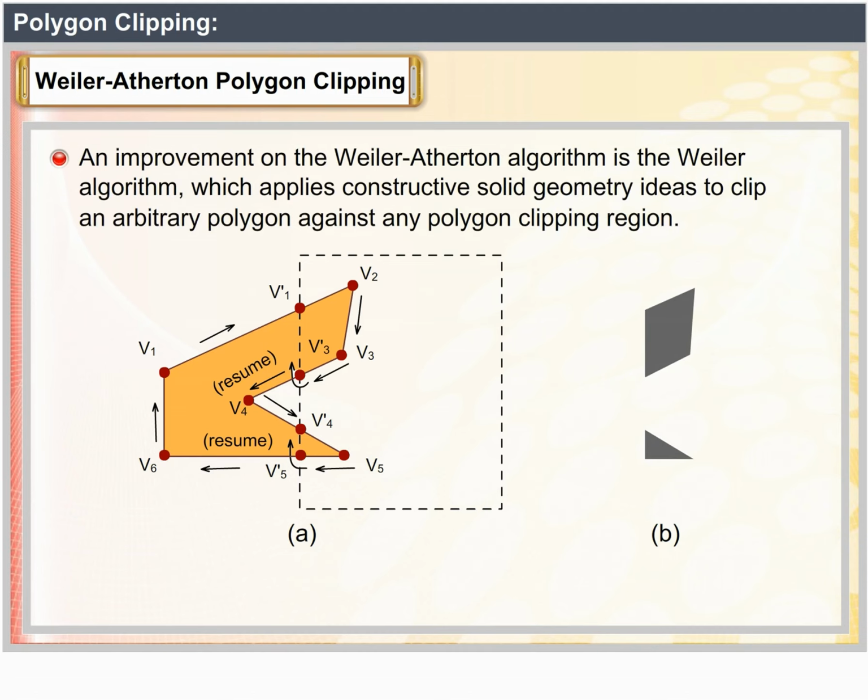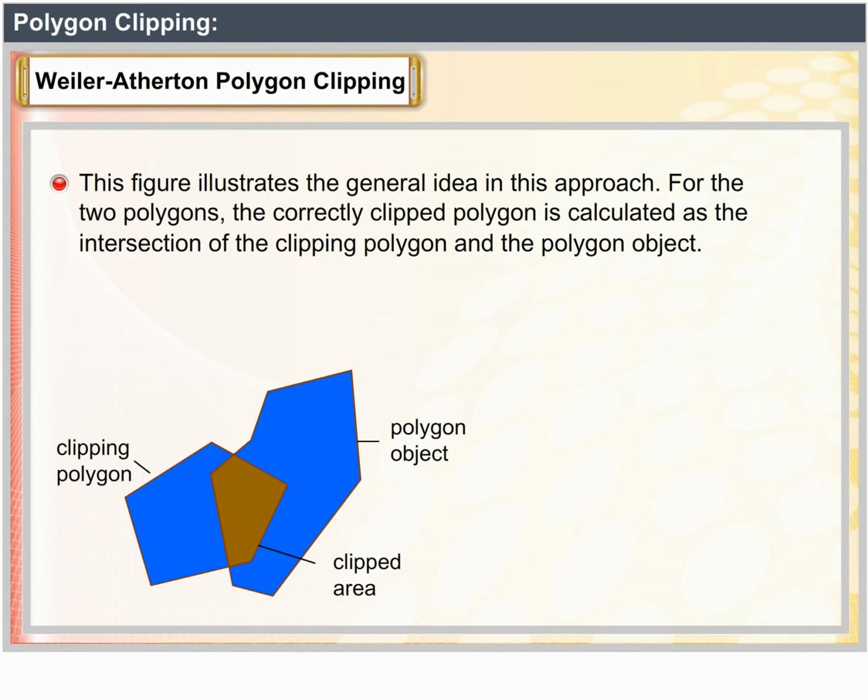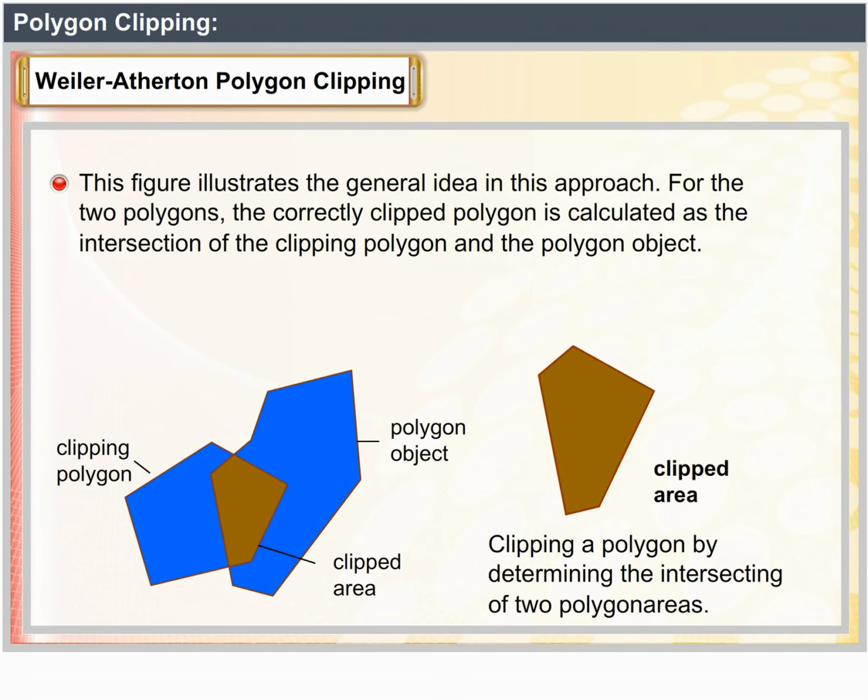An improvement on the Weiler-Atherton algorithm is the Weiler algorithm, which applied constructive solid geometry ideas to clip an arbitrary polygon against any polygon clipping region. This figure illustrates the general idea in this approach. For the two polygons, the correctly clipped polygon is calculated as the intersection of the clipping polygon and the polygon object.